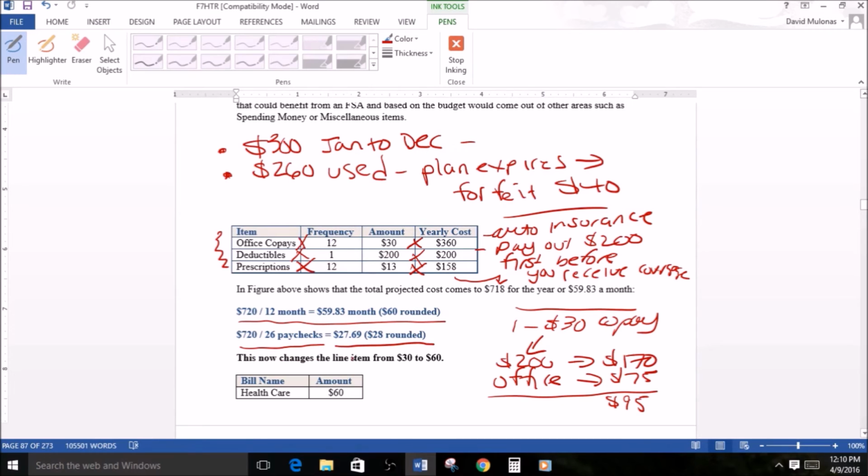And then when we talk about changes to the line item, this is just a snippet of the expenses list in his budget. His healthcare was at 30. So 30 was the previous. But now that he knows that he's going to get $60 a month average for his cost, he's going to change this. He's going to bump this number up.